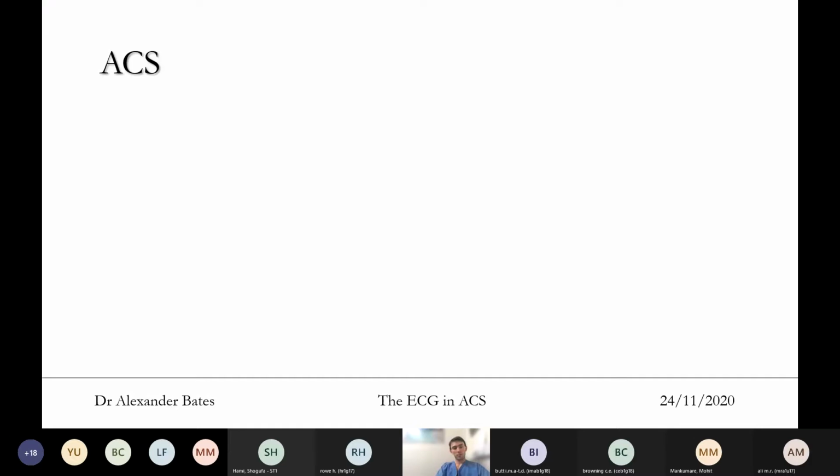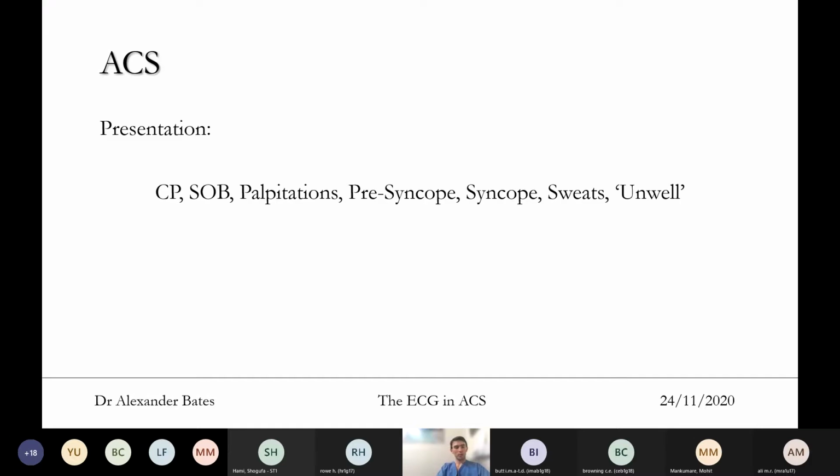So ACS, how does it present? Well, I'm sure you all know that typically you have a patient who comes in with chest pain, breathlessness, but it's not always that. Some people can present atypically, and it could be any of the cardiovascular symptoms.